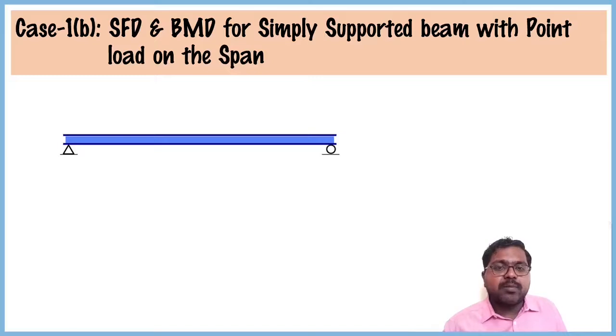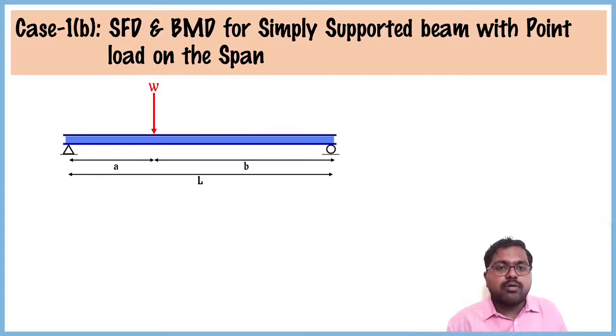See, shear force and bending moment diagram for a simply supported beam when point load is acted at anywhere on the span. So here I am taking the same simply supported beam. Now it is subjected to a point load W. It is not exactly at the center, it is somewhere else. So here I am considering a and b: from end A or support A, the point load is at a distance of a, and from point B or end B, it is at a distance of b.